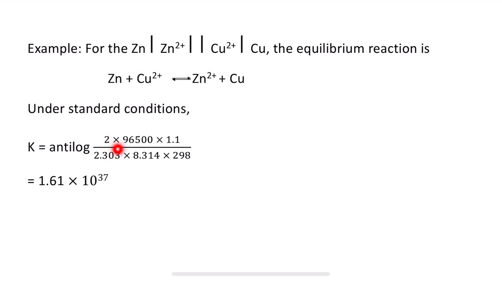Substitute all the values that are known. Here R is the universal gas constant, and temperature, if we consider 25 degrees centigrade, is represented as 298 Kelvin. Here N is equal to 2, and F is 96,500, into 1.1. So we get 1.61 into 10 raised to 37. This is the equilibrium constant of this particular electrochemical cell.